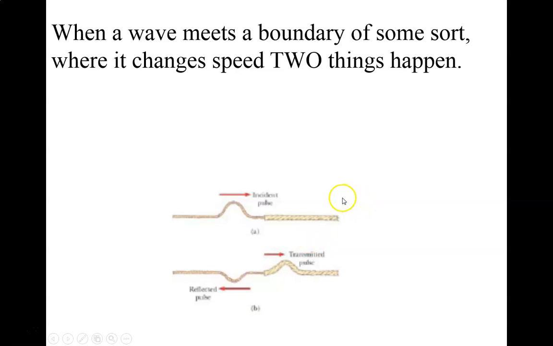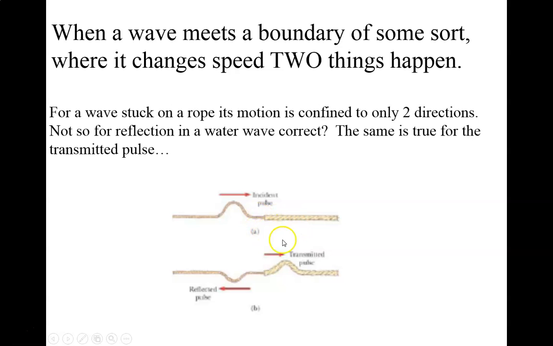When a wave meets a boundary, two things are going to happen where it changes speed. One is it's going to change wavelength, and the other is its velocity is going to change. In the reflected pulse, the wavelength, frequency and speed are going to remain the same. But in the transmitted pulse, if it slows down, the wave should get a little shorter.